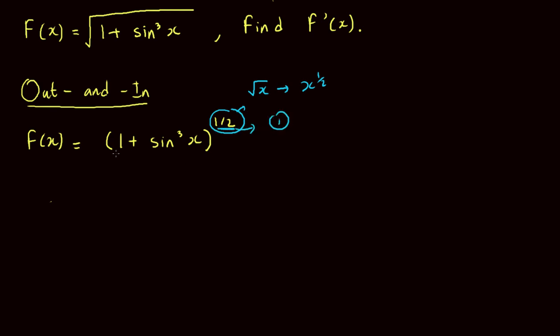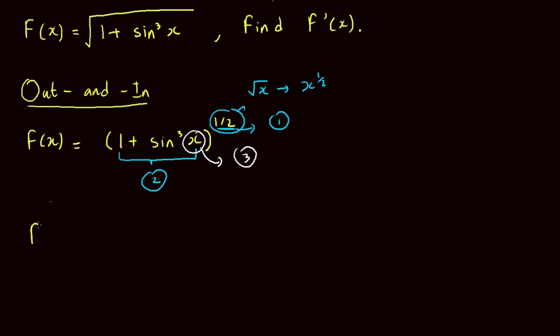Then this particular function gets the second priority, priority number 2. And the last priority, which I'm going to highlight in white, would be the x. This would be the innermost function. So let's tackle that. Okay, let's start.